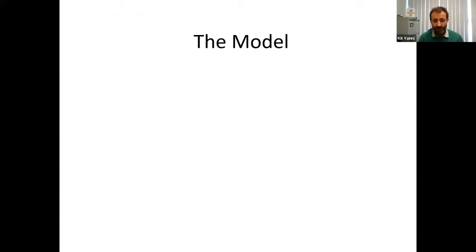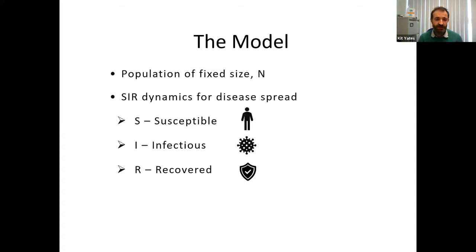So let me tell you about the model that we've constructed to try and understand this. We are assuming a fixed population size. We're assuming SIR dynamics for disease spread. Susceptible people, and I'm going to show a couple of images later, will be represented by this stick figure, infectious people by this coronavirus, and recovered people by this shield with a tick in it.